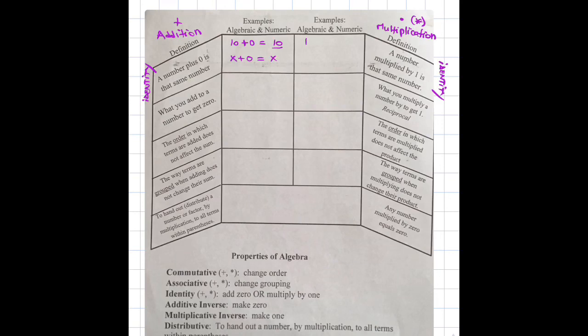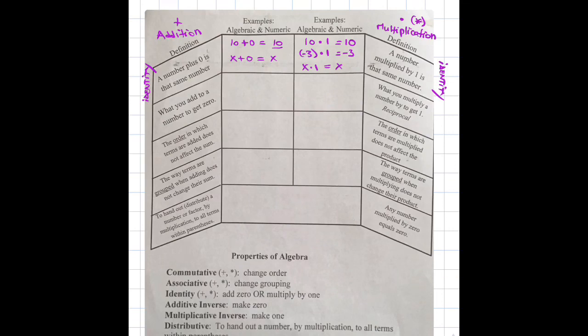For multiplication, if I have 10 times a certain value, I have to end up with the identical value I started with. In this case, I have to multiply by 1. So my identity is 1. 10 times 1 equals 10. If I want to start with negative 3 and end with negative 3, that means I have to multiply by the identity, 1. For x, the same thing: x times 1 gives me x.